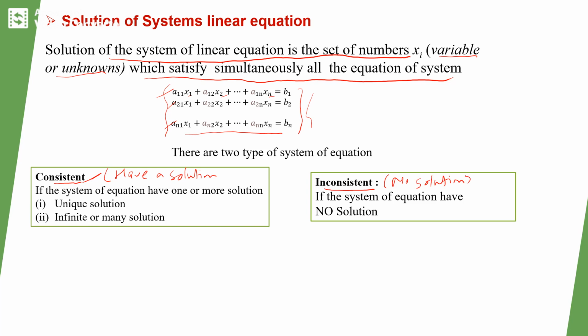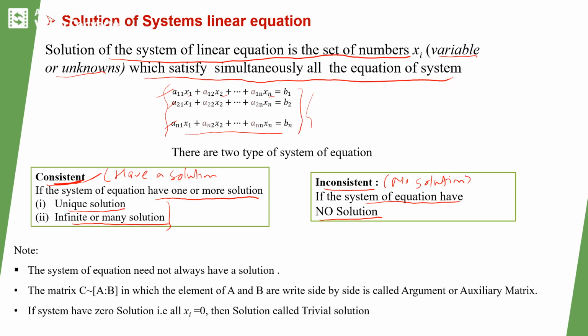So if the system is consistent, we can say it has one or more solutions, that is, it may be a unique solution, or it may be infinite or many solutions. And when we say the system is inconsistent, it means the system of equation has no solution. So you have to remember if the system is consistent or inconsistent.